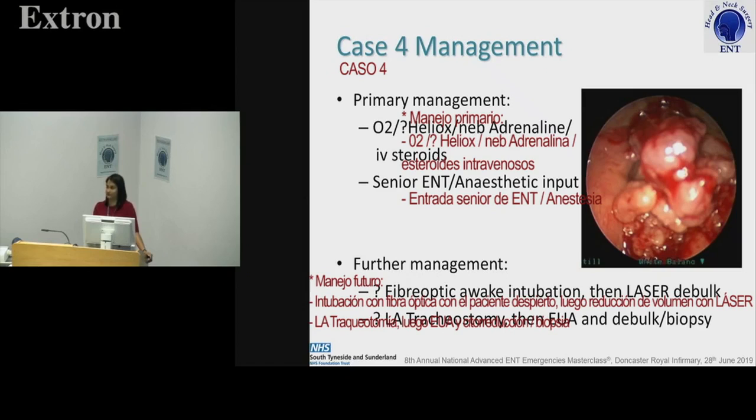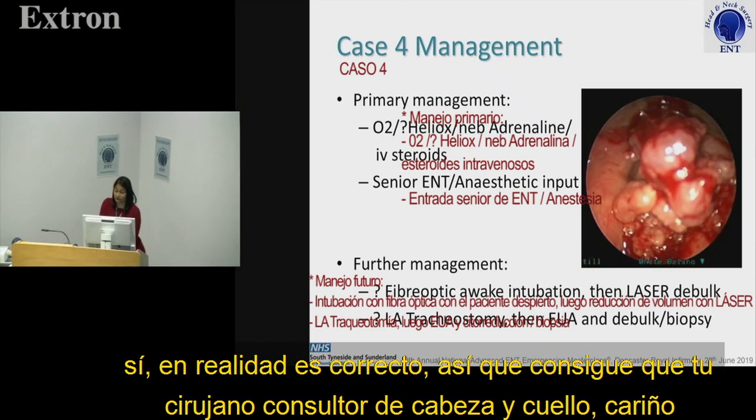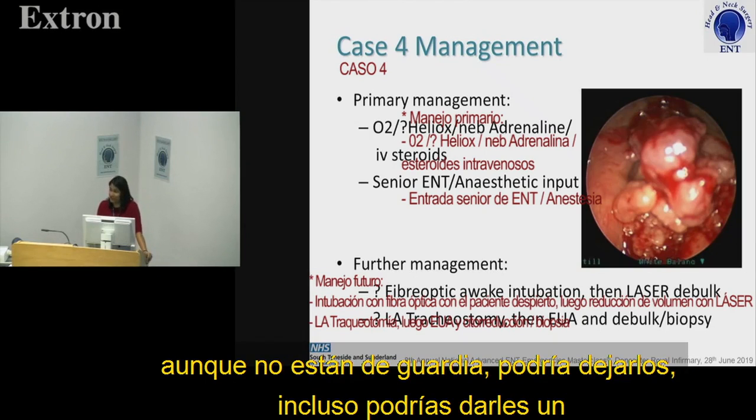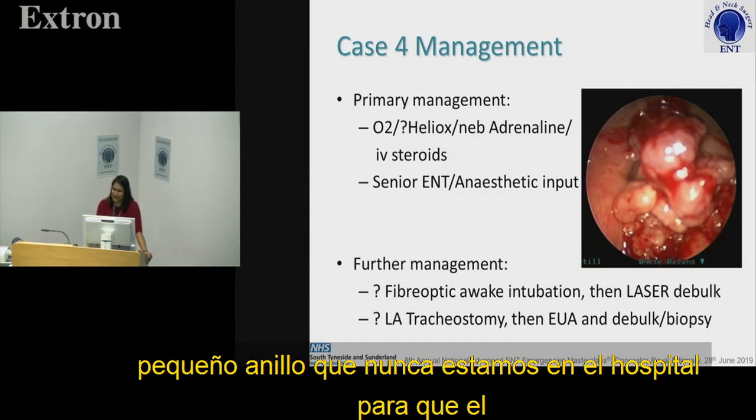So for us, we would generally try, if we can, to find some other strategy, awake fiber optic, jet ventilation, something else. If you get an airway like this, involve your local head and neck team if you absolutely can, because we'd much rather know about these patients early on. Yeah, exactly. Someone might be in a situation where they can't get a crash local anesthetic tracheostomy, which is the time to advocate being called to theatre. You're absolutely correct, Hannah. So get your head and neck consultant surgeon colleague, even though they're not on call. You could even give them a little ring.